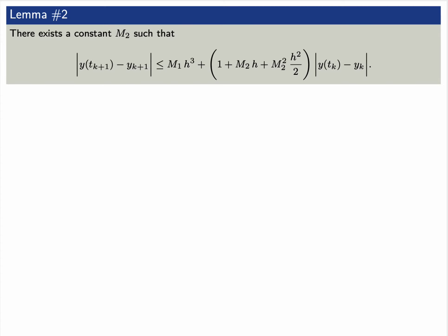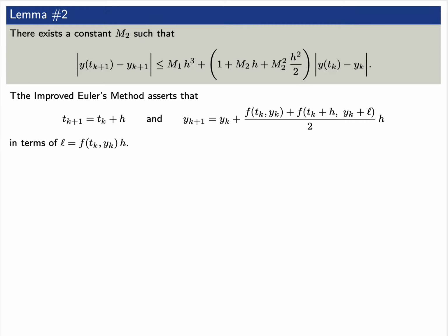For the second result, we claim that there exists a constant m sub 2 so that you see the expression here on your screen. This is a matter of explaining how the error terms change as we increase k. Notice that the improved Euler's method asserts that t_{k+1} is t_k plus h, and y_{k+1} is y_k plus this ratio, f of t_k, y_k plus f of t_k plus h, comma, y_k plus L, all divided by 2 times h. This is in terms of L, which is f of t_k, y_k times h.